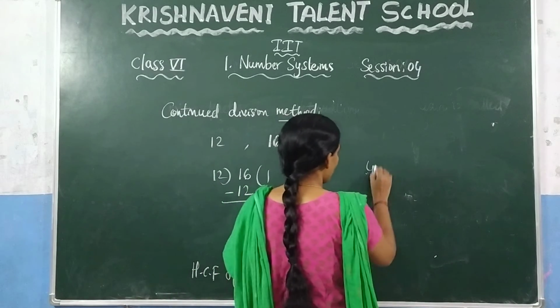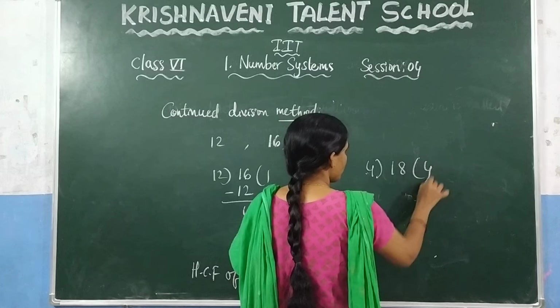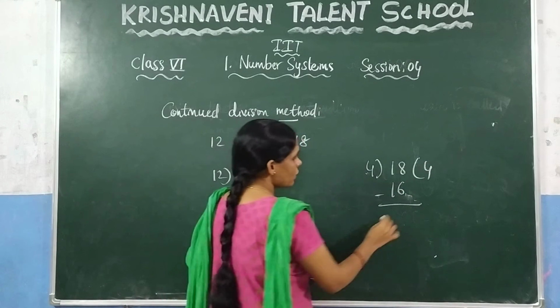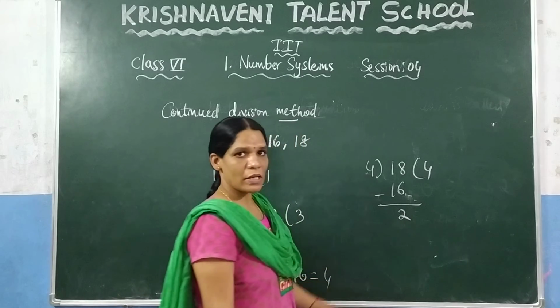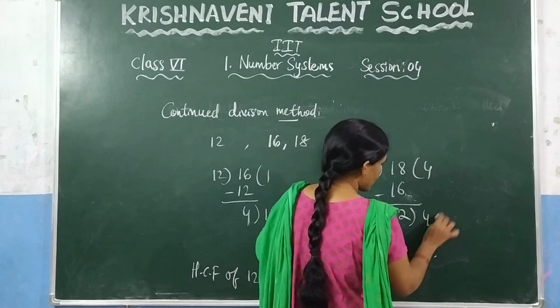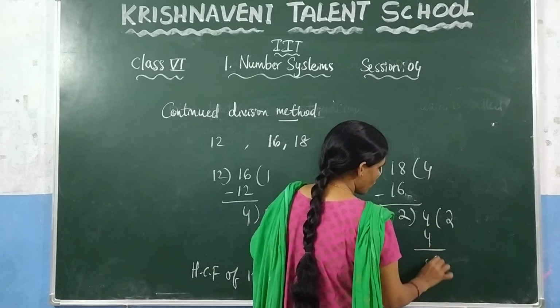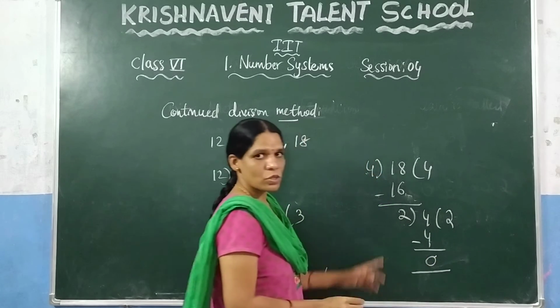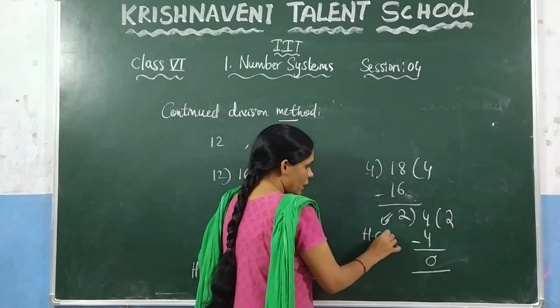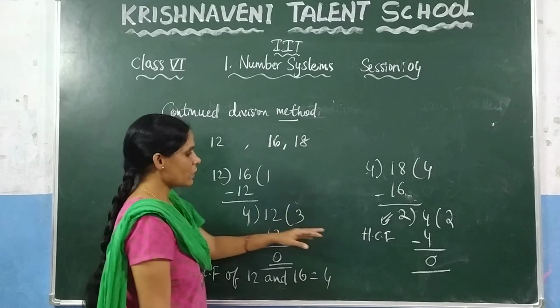Now find the HCF of 4 and 18. You know that 4 fours are 16, right? And you are getting the remainder, which is 2. Since the remainder is not 0, again you need to divide these 2 values. So 2 twos are 4, which gives you the remainder 0. So the last divisor in this case is 2. So the HCF of these 3 numbers is 2.